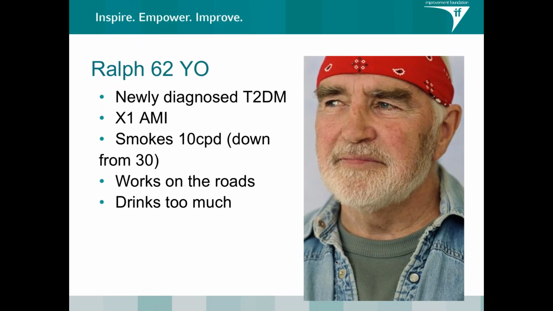But look, if we wound it back a little bit further, so again, it's all about when you intervene. Five years previously, he was newly diagnosed with type 2 diabetes. He had his previous heart attack. He was still smoking, but he's working and he's drinking too much. So then you start thinking, well, what would we be doing at this point? Now, the fact that he'd had a heart attack previously, we knew already that he was at a high risk of getting type 2 diabetes.